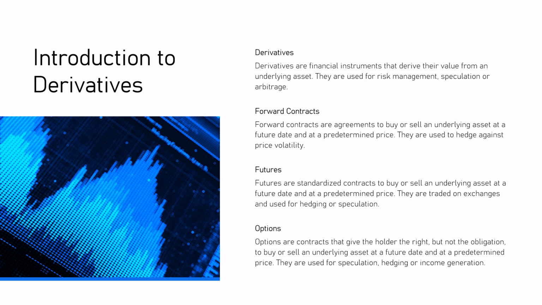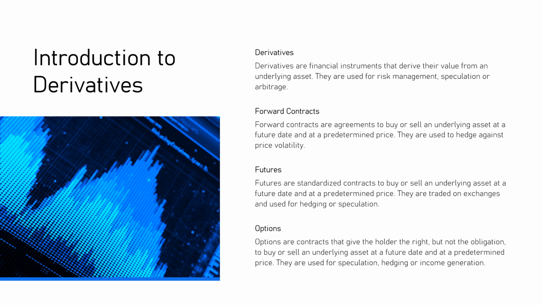Forward contracts. Forward contracts are agreements to buy or sell an underlying asset at a future date and at a predetermined price. They are used to hedge against price volatility. Futures. Futures are standardized contracts to buy or sell an underlying asset at a future date and at a predetermined price. They are traded on exchanges and used for hedging or speculation.